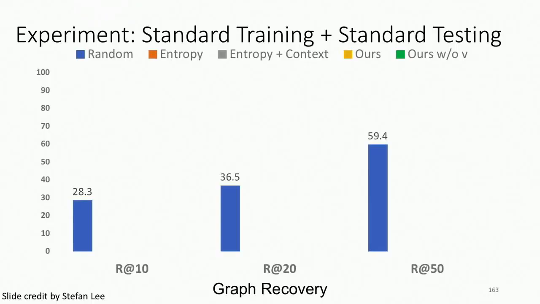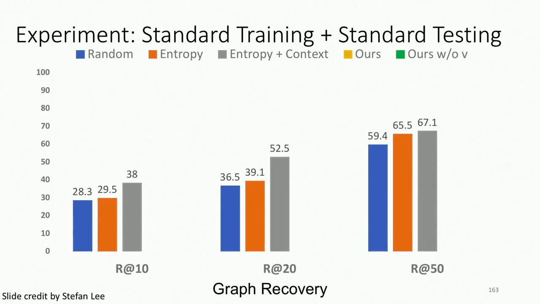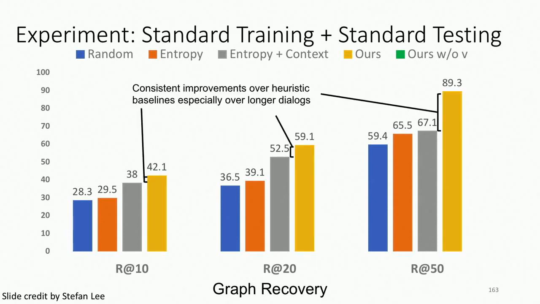And we measure different settings. We compare the random, entropy-based, and entropy plus context approaches, and ours. And finally we add an ablation study without updating the visual system. As you can see here, there is a very clear trend that our model consistently improves the graph recovery compared with the baseline model.